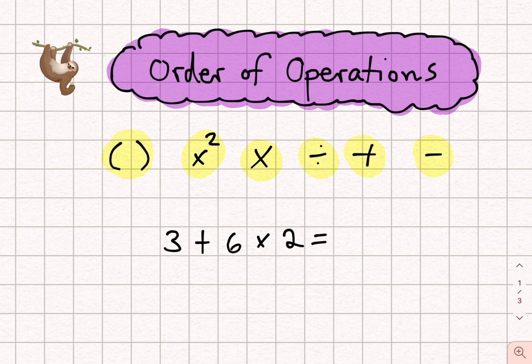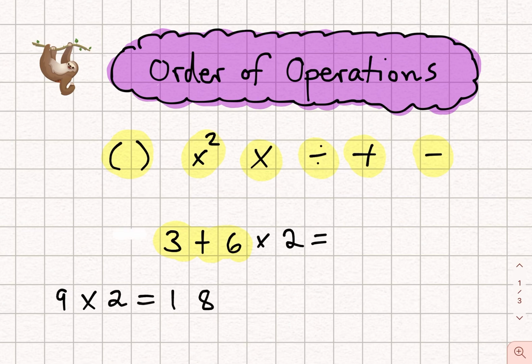One way we could solve it is we could do 3 plus 6 first. Let's see here, 3 plus 6, that's 9. That's if we did 3 plus 6 first. That would be 9 times 2. What's 9 times 2? That equals 18.